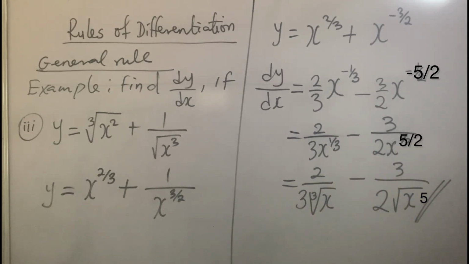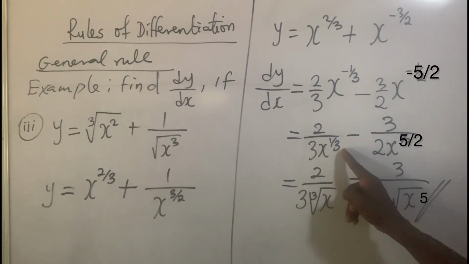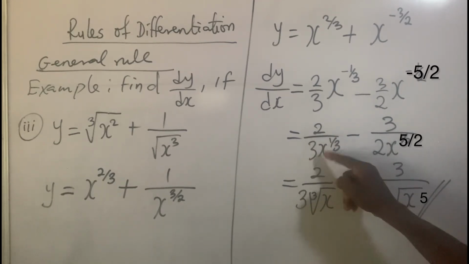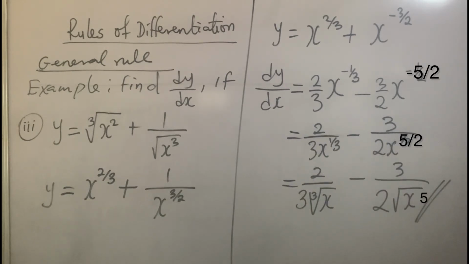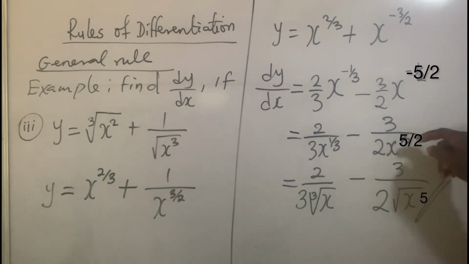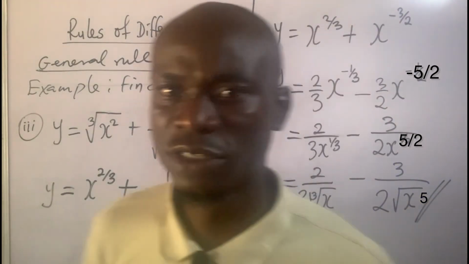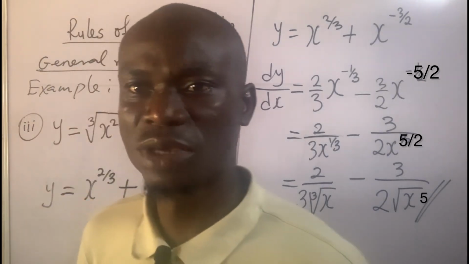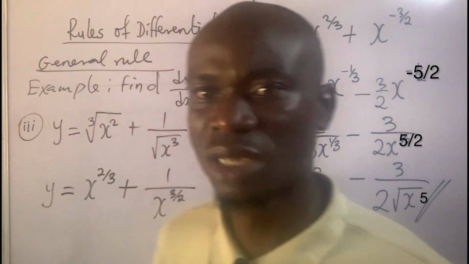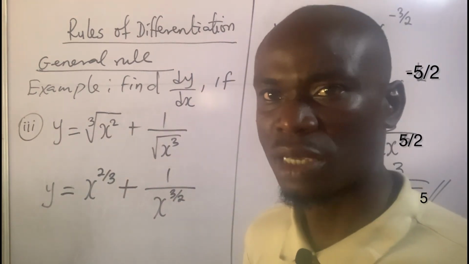Take note, this is 1 over 3. The denominator is always the root. So if you are reversing it, it's cube root of x raised to power 1, and 1 can be invisible. The same thing here, if you are reversing this half, this is square root. The denominator is your root. So this becomes square root of x raised to power 5, and power 1 is invisible. So that is it for the first rule of differentiation. I think those 3 examples explain it clearly if you take your time to go through the process. So we're going to look at another rule.